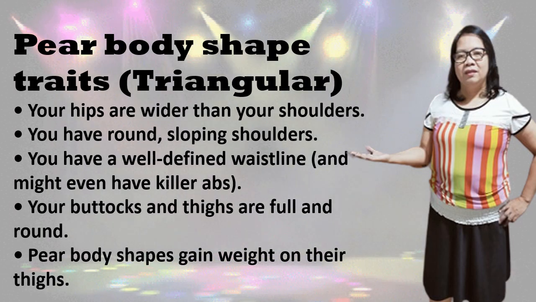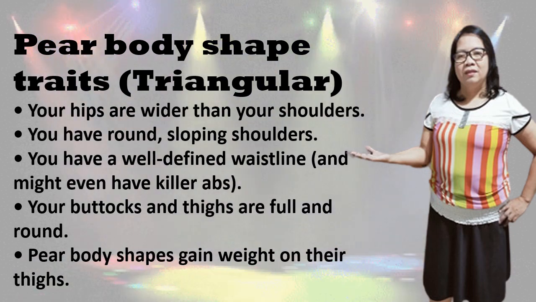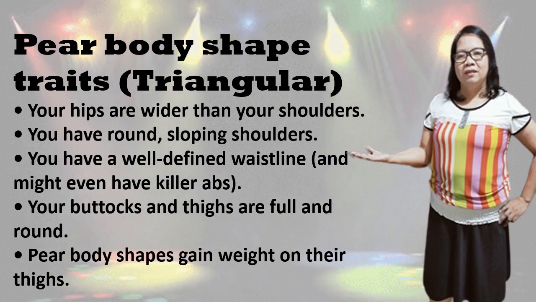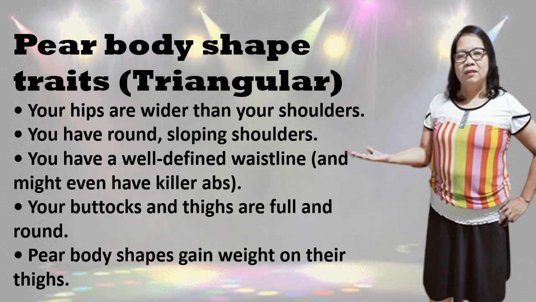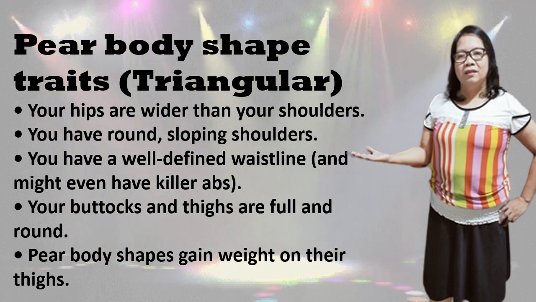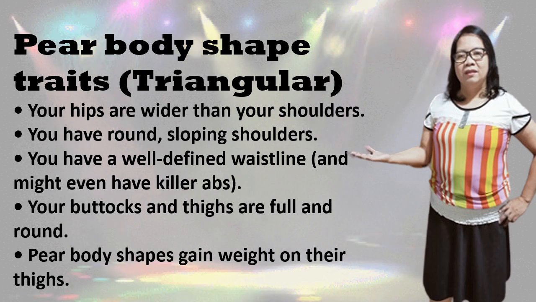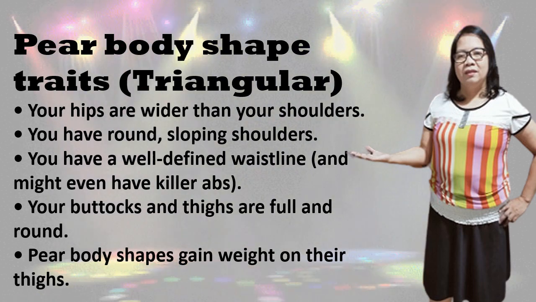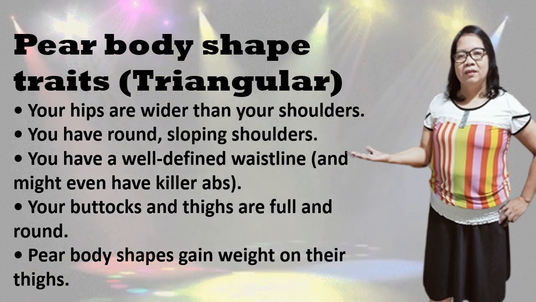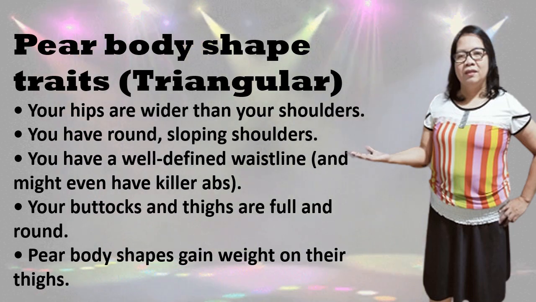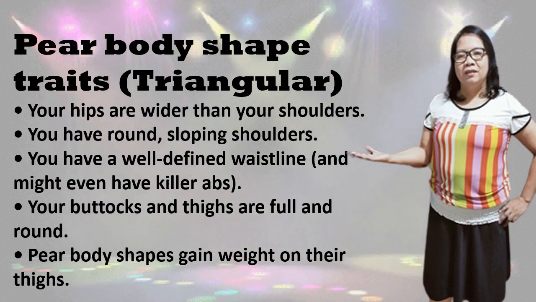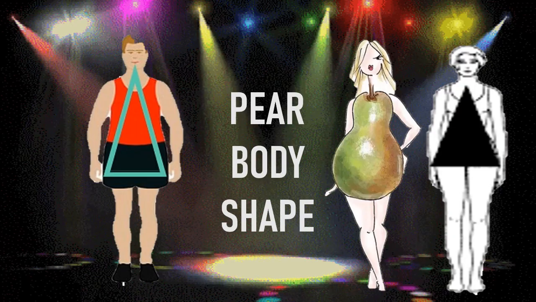Pear body shape traits, triangular. Your hips are wider than your shoulders. You have round, sloping shoulders. You have a well-defined waistline and might even have killer abs. Your buttocks and thighs are full and round. Pear body shapes gain weight on their thighs.